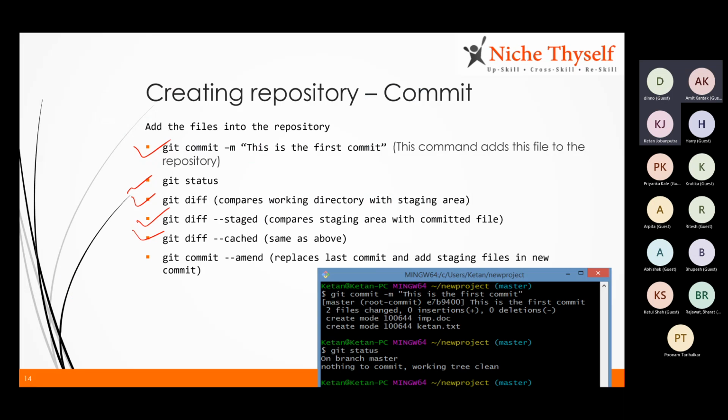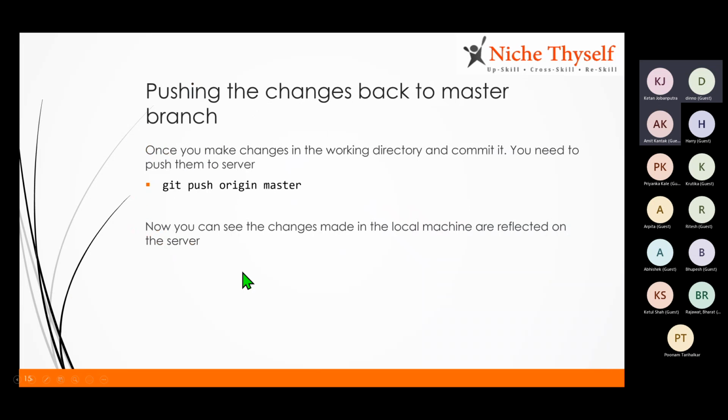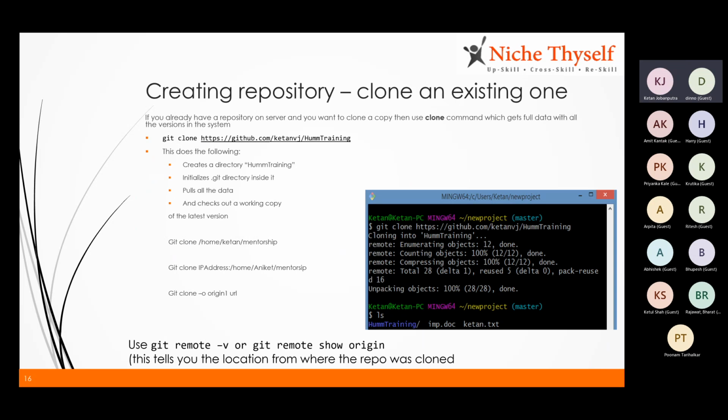Let me go back to my PPT and go to next. We have also seen git push origin master and we also did git clone. Now this slide shows you different ways of cloning. That is not only cloning from GitHub. You can clone from a remote machine by giving an IP address and you can clone from one folder to another.